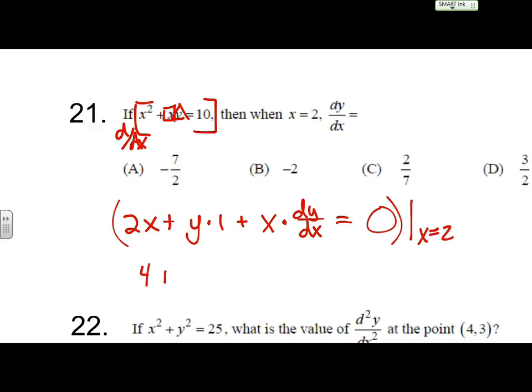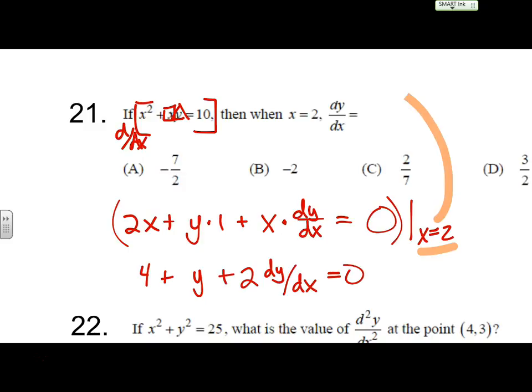2 times 2 is 4 plus, who's y? Plus 2 dy/dx. How did you guys deal with not having y? You solve for it in the original first, and then plug it in, plug it in. Does that make sense? The clues are there. They haven't given you an impossible problem.